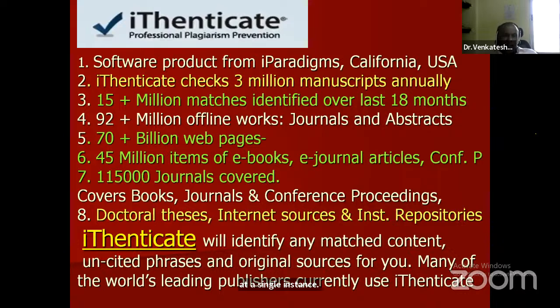See, among the plagiarism software or plagiarism prevention software, Authenticate is a very good software. It is my experience. It is a software product from iParadigms, California. Authenticate checks 3 million manuscripts annually. 15 plus million matches identified over the last 18 months. 92 plus million offline works, journals, and abstracts covered. 70 plus billion web pages, 45 million items of ebooks, journals, articles, conference proceedings, and 1,15,000 journals covered. It covers books, journals, conferences, proceedings. Even doctoral theses are also covered. Authenticate will identify any matched document, uncited phrases, and original sources for you. Of the world's leading publishers, many currently use Authenticate.